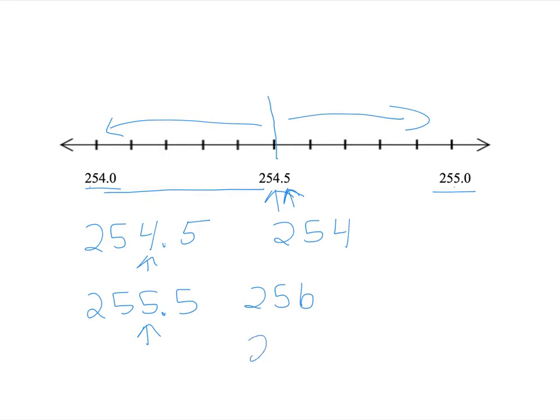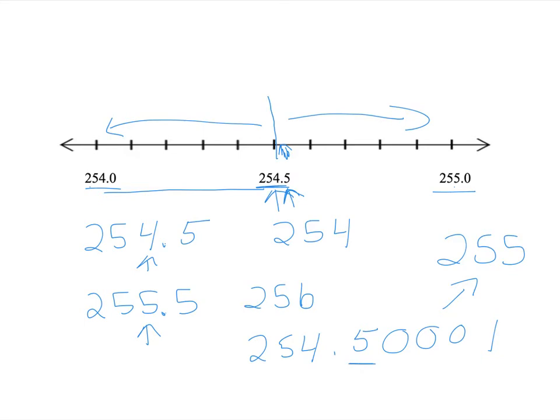So for example, if I had 254.50001, that is no longer exactly 5. That's a little bit to the right of this number on the number line, so that gets rounded up to 255. So again, you only use that special rule if it is exactly 5. So 254.5, and it could have a bunch of zeros, but as long as the value is exactly 5, then you round to the closest even number. If it's even, you would drop this. If it's odd, you're going to round up.